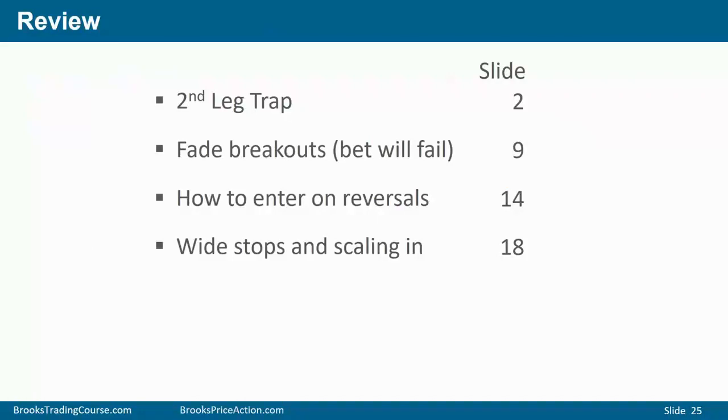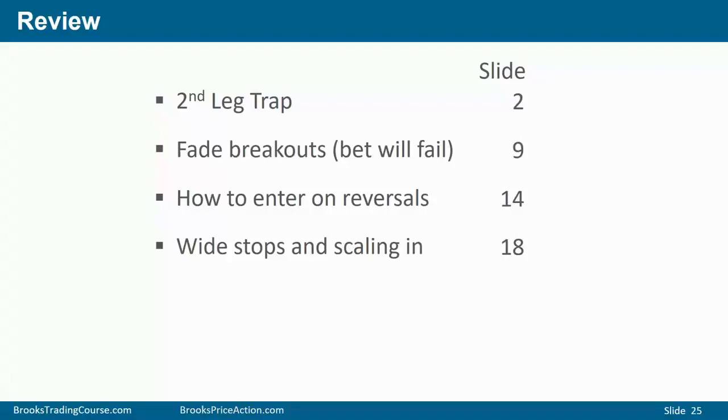I began by talking about second leg traps. When the market's in a trading range, it often has a second leg up or down that looks especially strong, and it looks like the market is converting from a trading range into a trend. But my 80% rule, 80% of strong breakout attempts in trading ranges will fail, and therefore you have a higher probability of making money betting that breakouts will fail, looking to buy a reversal up from the bottom or sell a reversal down from the top.